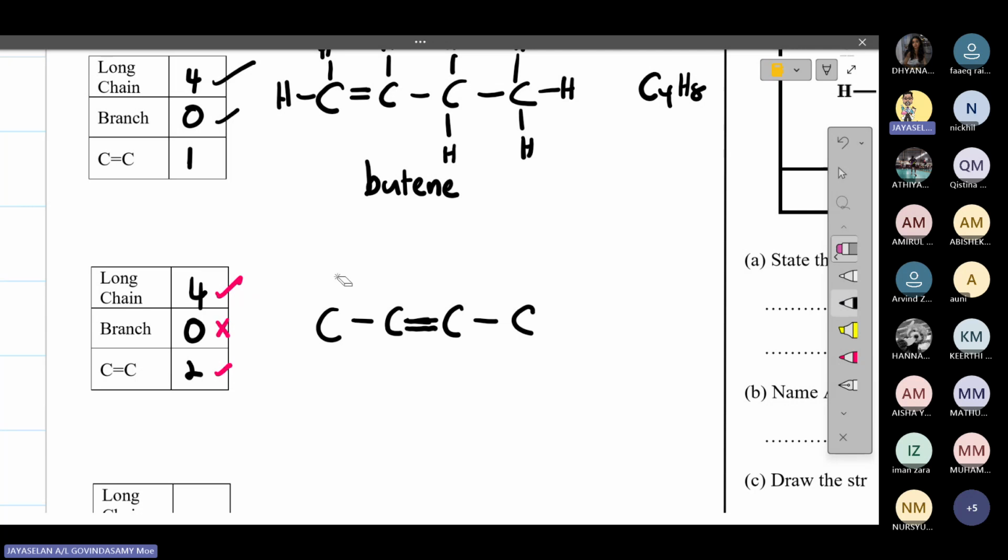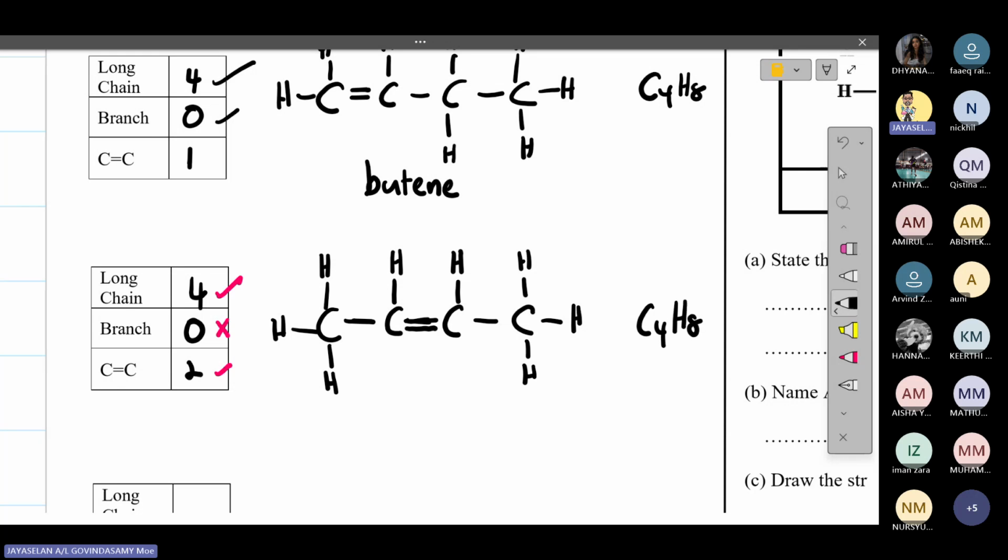Each carbon must have 4 bonding. 1, 2, 3, 4. 1, 2, 3, 4. 1, 2, 3, 4. 1, 2, 3, 4, 5, 6, 7, 8. So I already got C4H8. What is the name of this compound? This one, the double bond start at carbon number 2. I already got my second isomer.